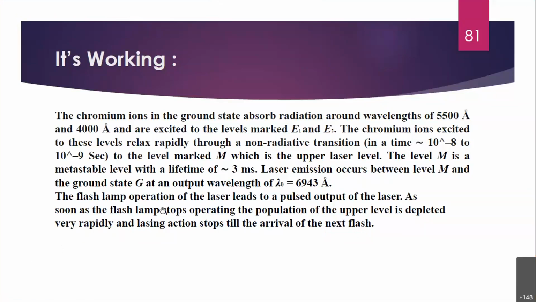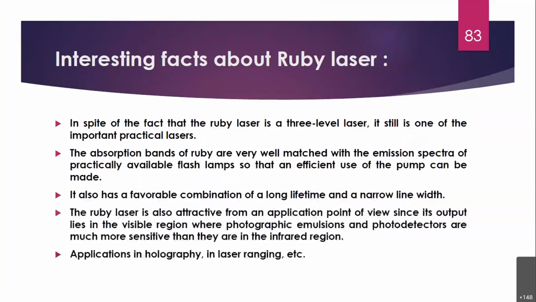The last one? Yeah, please. Sir, this Ruby laser, is it a 3-level system? Yes, it is working on the 3-level system principle. Sir, what is the M level? M level is the metastable state, where the lifetime of that level is large compared to other levels. That means the chances of particles staying there are higher, and that level we call a metastable state.